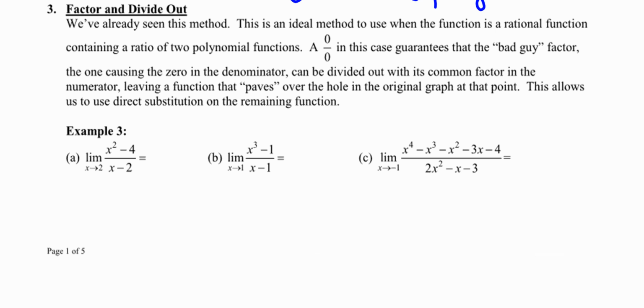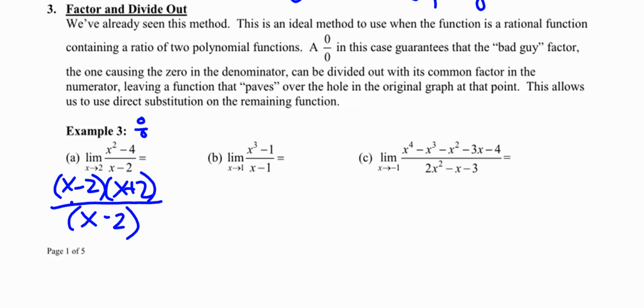Factor and divide out. Okay, we've already done this. We did this in the beginning of the year. Factoring, if you try direct substitution, you can't plug in 2, you're going to get 0 over 0. So you should know there's a hole there. Okay, so if we could get rid of that, somehow cancel it out. All right, we can do that in this case by factoring. These cancel out. There's a hole at 2, but now we could just take our limit as x approaches 2 and plug it into this function. So our limit is 4.